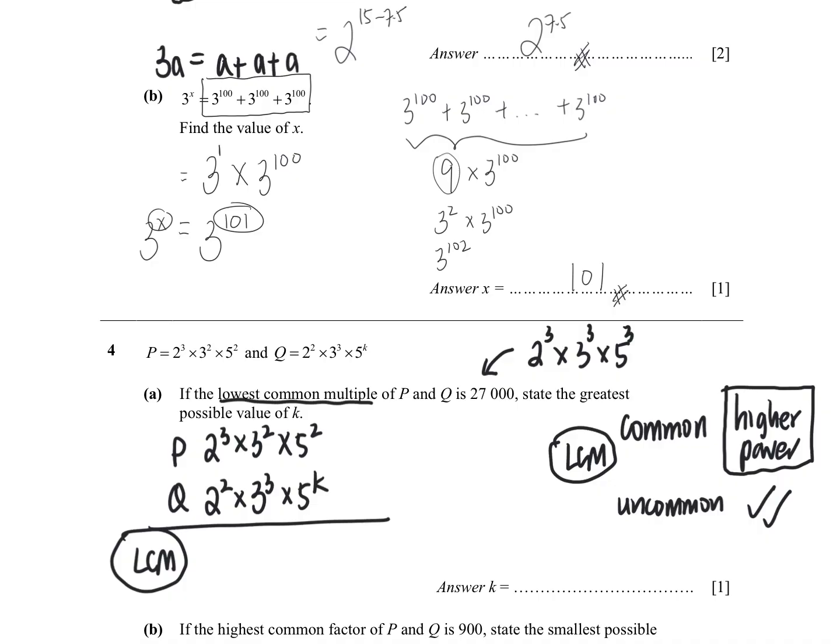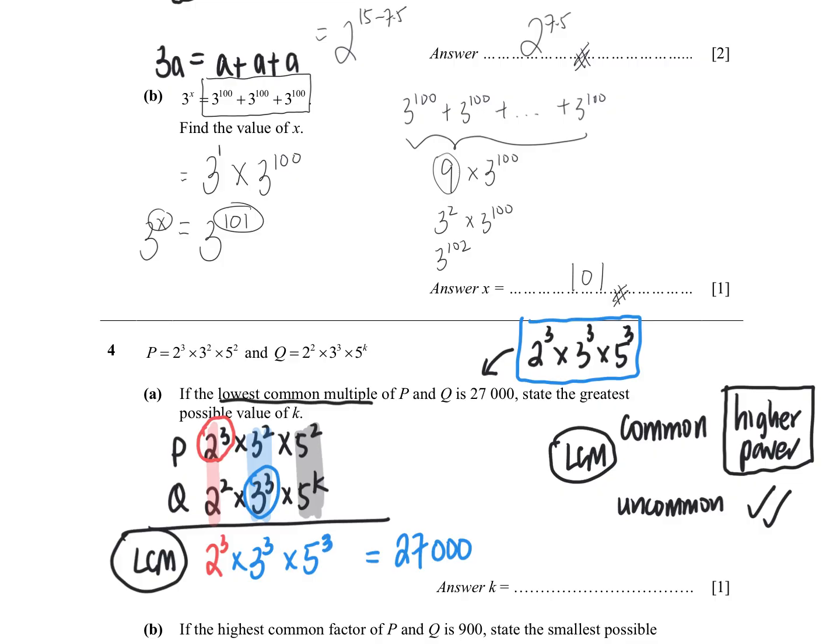So both of these are common. So both of them have 2, right? So you pick the bigger power one. Okay, then between these two, pick the one with the higher power. So 3 cube. And then lastly, pick the one with the higher power. Okay, but I don't know what is k. So I don't know which one has higher power. But they tell me that this must give me 27,000.